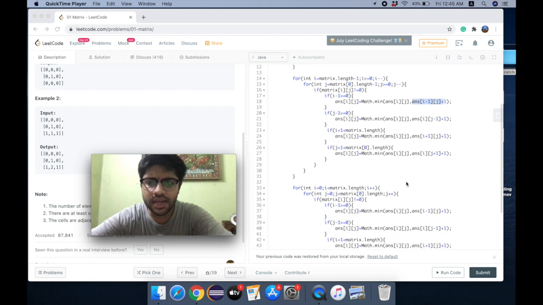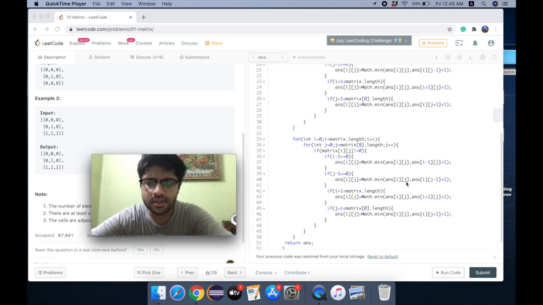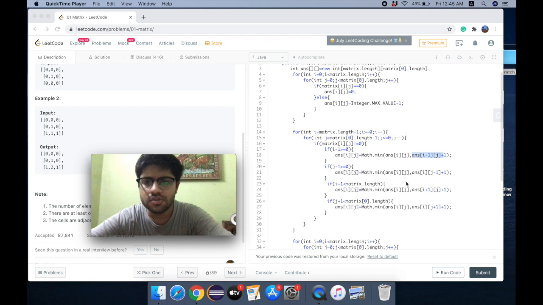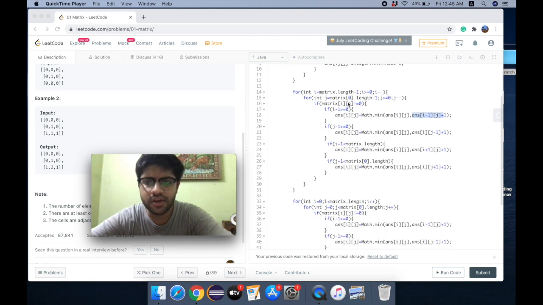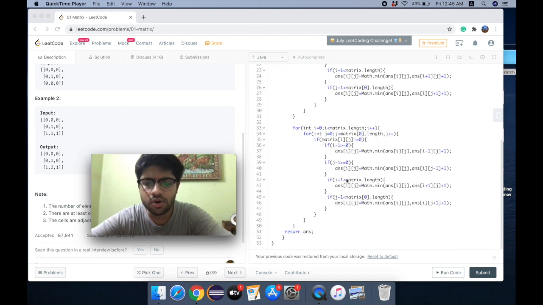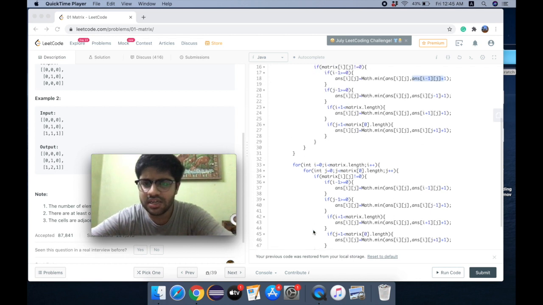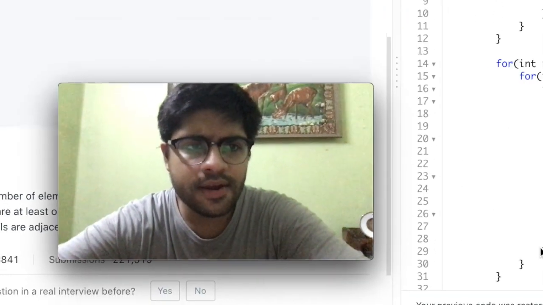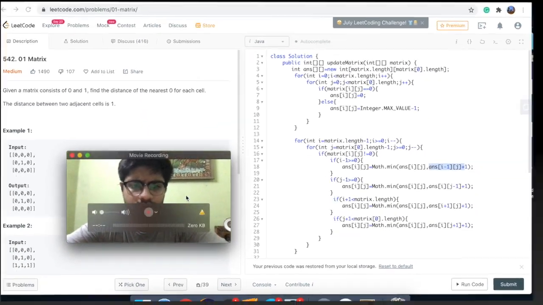And yep, I did this, and the solution is working fine. I have tested the solution and it is working fine. So I just went from top to bottom and then from bottom to top again and returned the answer. So that's it. It was a simple thing, right? And that is pretty much about it.